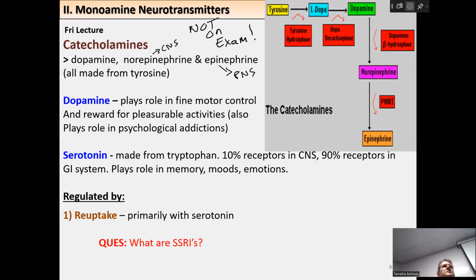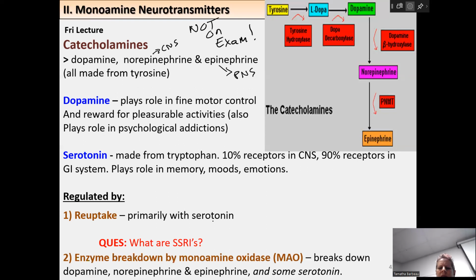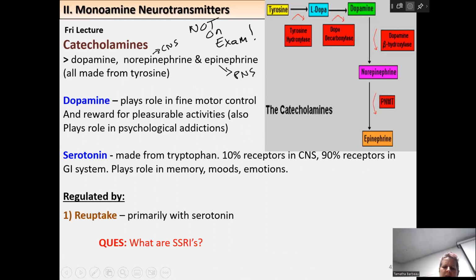So, removal of these neurotransmitters after they've done the job. Reuptake. Remember, I had diffusion, enzyme breakdown, glial cell removal, and then reuptake. So reuptake works best with serotonin. SSRIs. Remember, we talked about it, wrote it on the board.